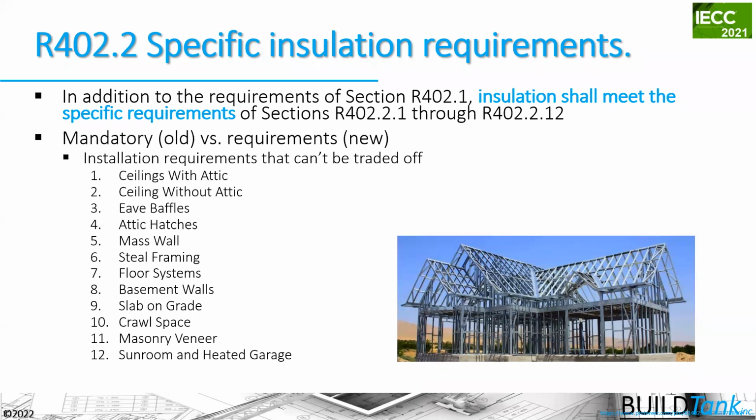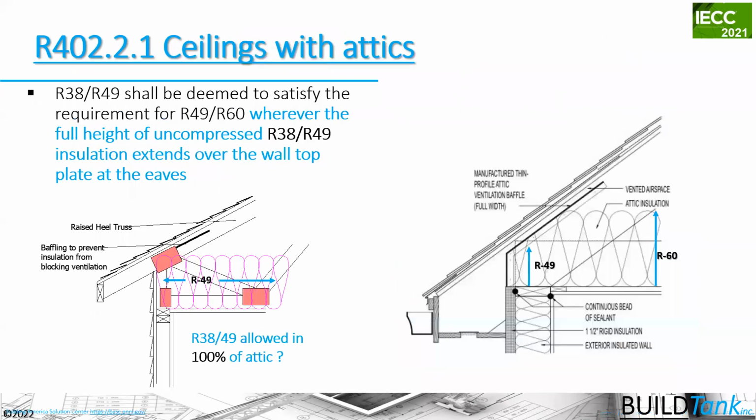So you need to remember, if you're dealing with an R value, you potentially can do a trade-off. If you're dealing with an installation issue, it's a requirement. You've got to install it. So an example of that specific to the prescriptive compliance option is the ceiling with attic spaces. So in our climate zone, we're dealing with R60 here. So it says that you can basically reduce the R value to R49 from R60 wherever the full height of uncompressed R49 insulation extends over the top plate at the attic eave.